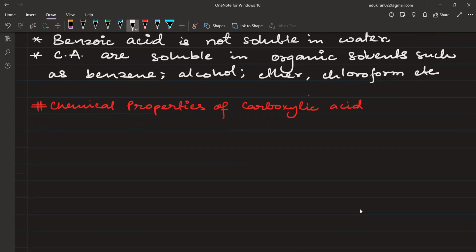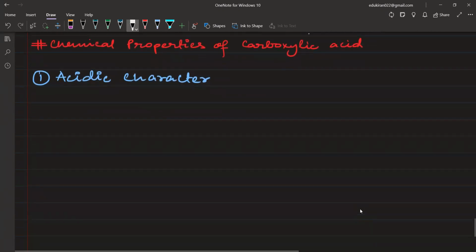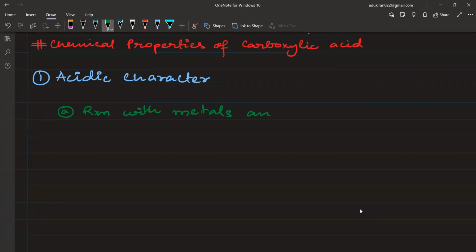In this, the first very important one is acidic character. In acidic character, we'll first of all look at the reaction of carboxylic acid with metals and alkali. Part A, a reaction with metals, and which metals? Those are active metals, and alkali.